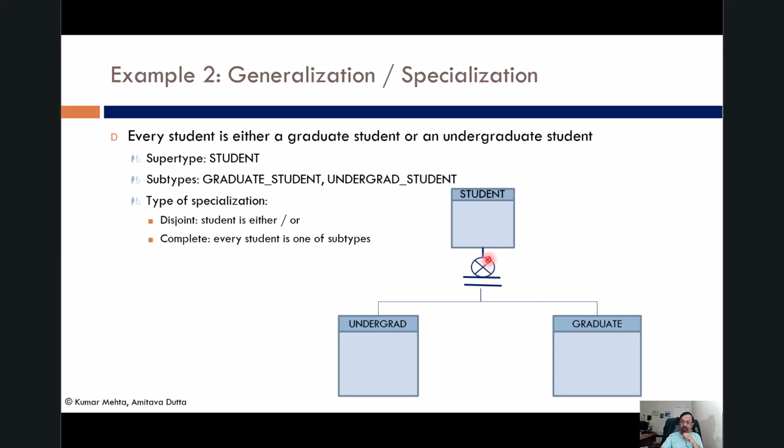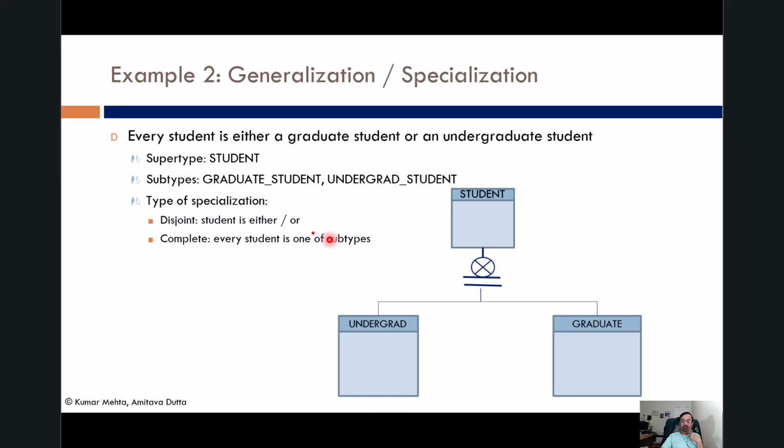Here you have a circle with the X and you have two bars. Even if I don't read the narrative, what this symbol tells me right off the bat, this X tells me, is if I pick any one student, the student has to be either an undergrad or a grad, but not both. That's the exclusive. And this double bar tells me that there cannot be a student who's not in either of these two categories. So the specialization is complete. That's what those two bars represent, and it's exclusive. That's what the X represents. That's what this picture as a whole tells me.